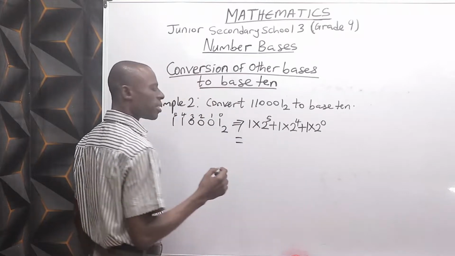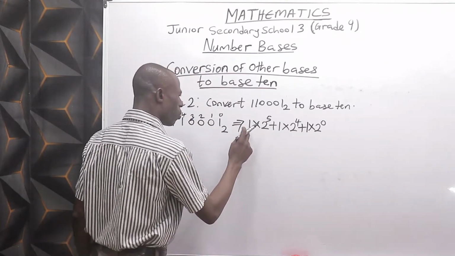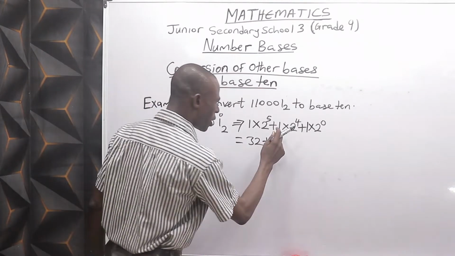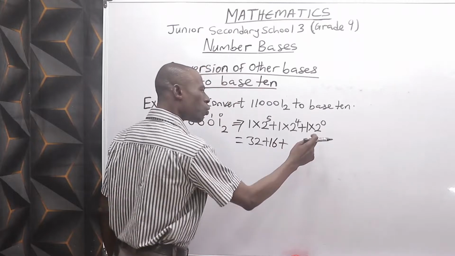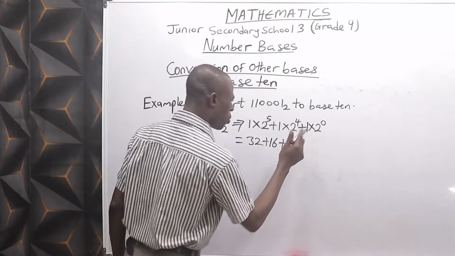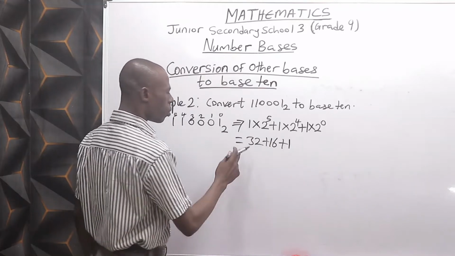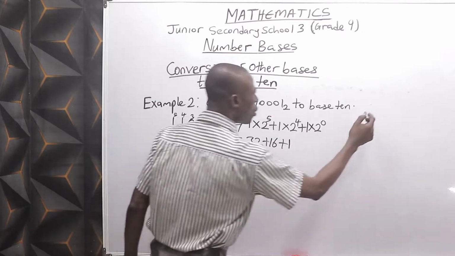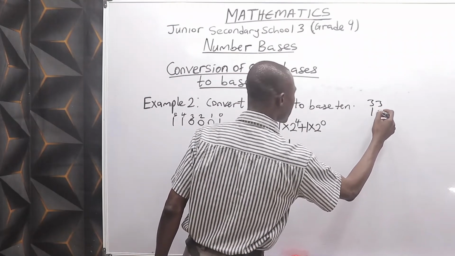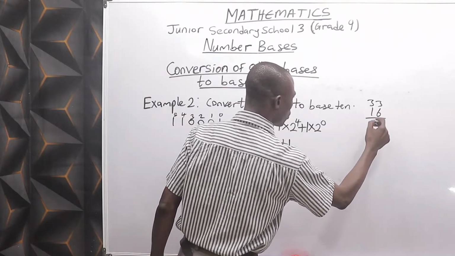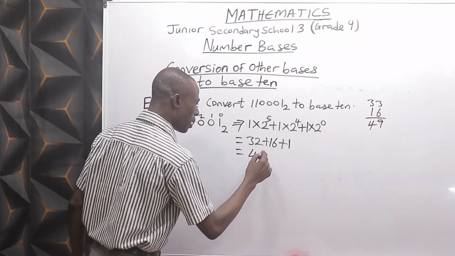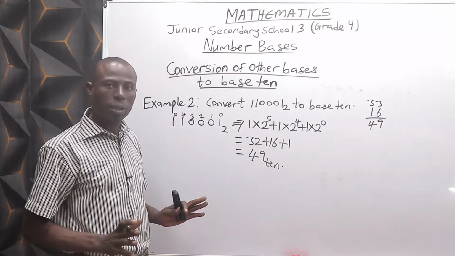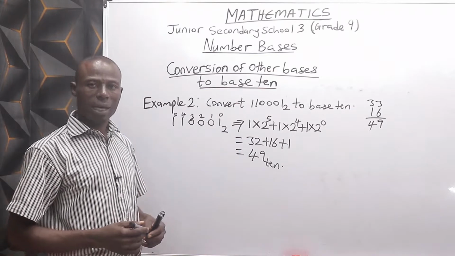So 2 raised to power 5 is 32. 32 times 1 is 32, plus 2 raised to power 4 is 16. 16 times 1 is 16, plus 2 raised to power 0 is 1. 1 times 1 is 1. So you had 32 and 1, that's 33. You now had 33 and 16. You have 9, you have 4. So you have 49 base 10. Or if you write just 49, you are okay. So that is how to convert that.